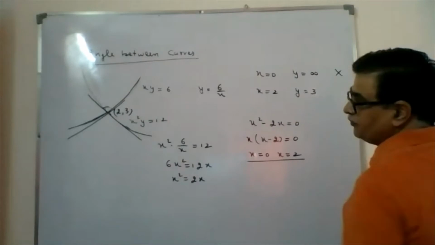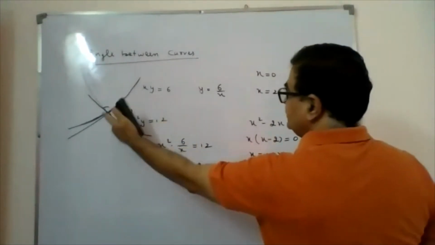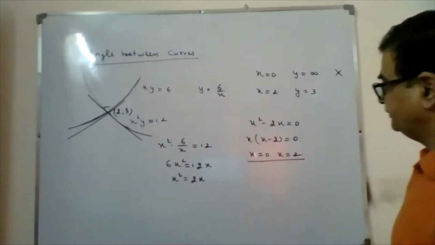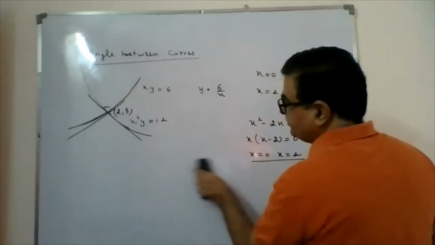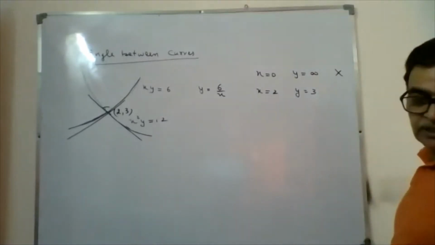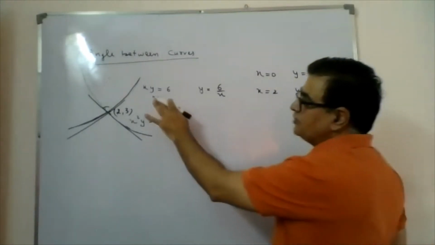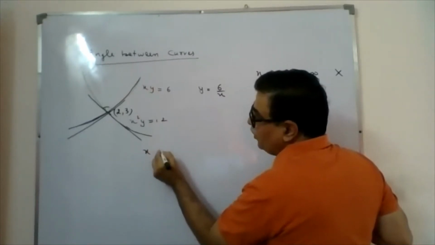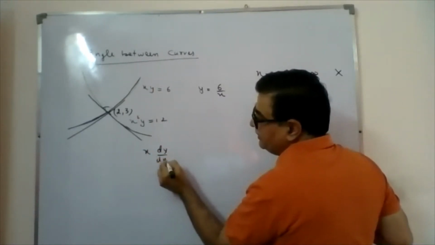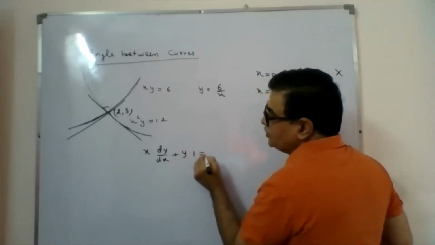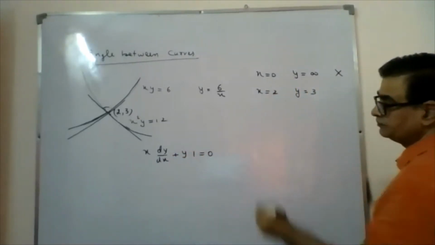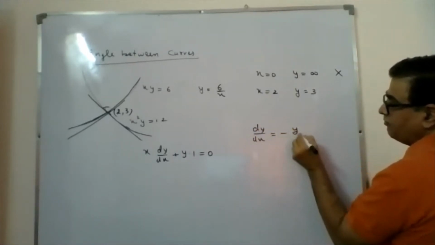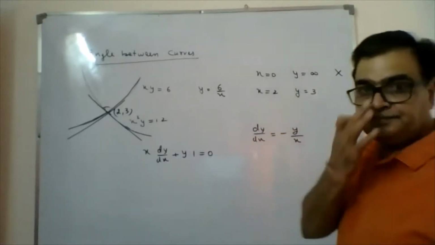Now after this, we find out the slope of the tangent on this curve and then the slope of the tangent on this curve. So how to get this? We differentiate the two functions. The first function is this. So differentiate, product rule. x into dy by dx, plus y into 1, is 0. Or I should say dy by dx will be minus y by x.